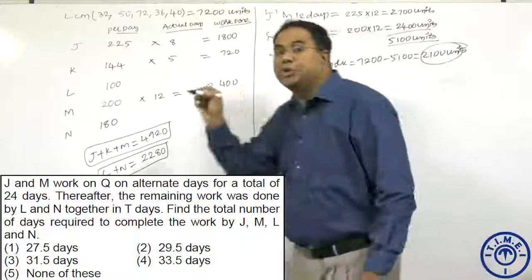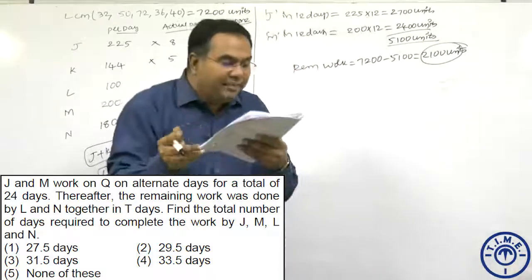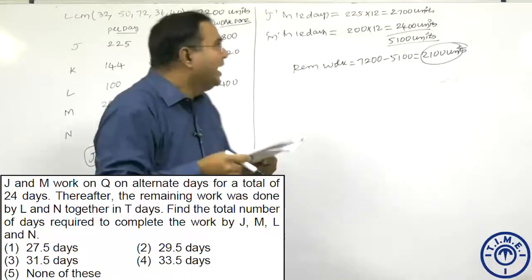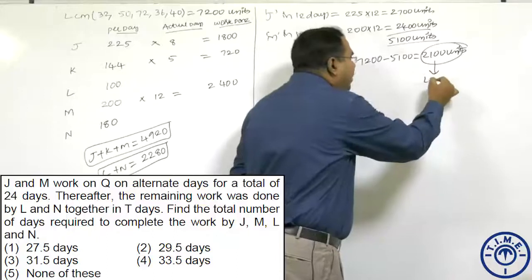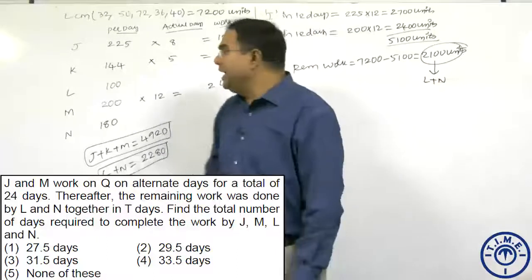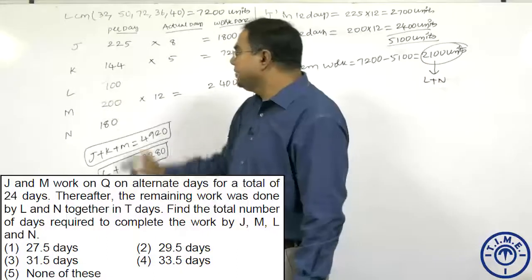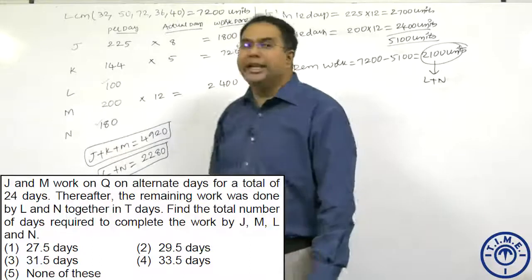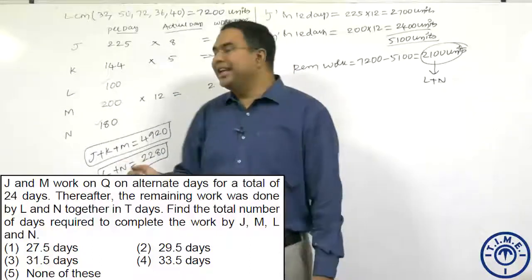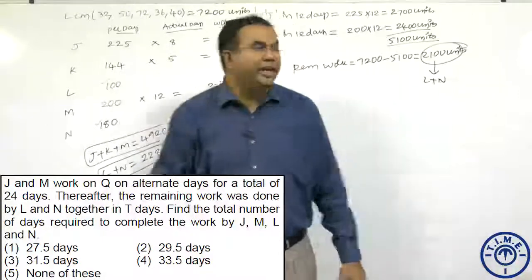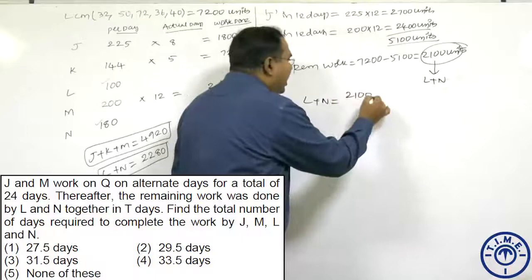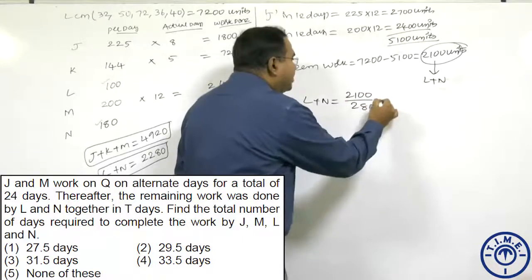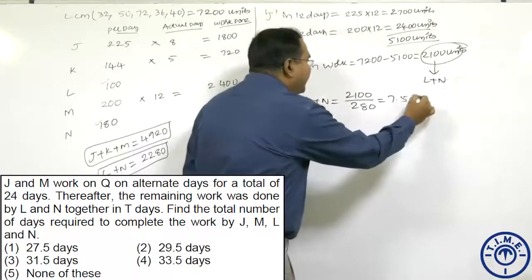So, who has to do these 2100 units? The remaining work was completed by L and N together. One day L will do 100 units and N will do 180 units. So, L plus N together one day they will do 280 units. 2100 units means 2100 by 280. Solving this we get 7.5 days.